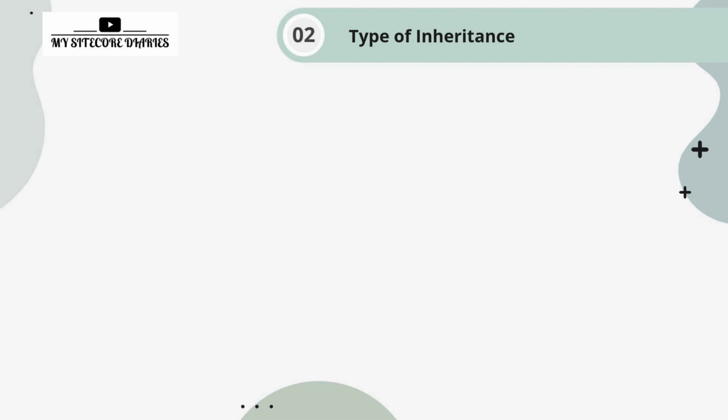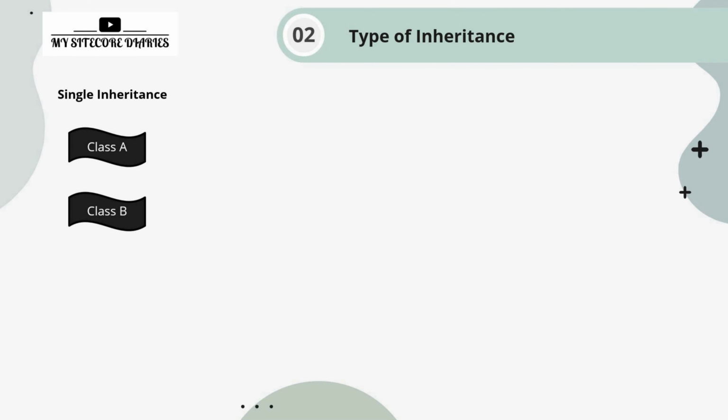Now we'll see what are the different types of inheritance. In the last slide, the last point mentioned the types of inheritance. So let's see what those types are. First is single inheritance. What is single inheritance? You have a class A and you are inheriting it into class B. So one class is inherited by another class. That is called single inheritance.